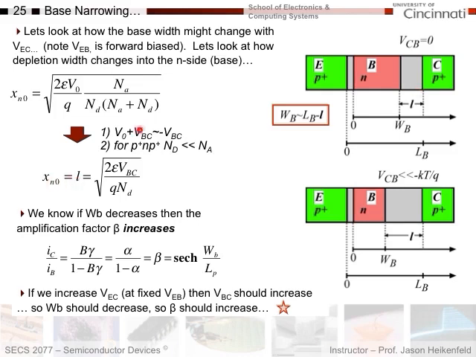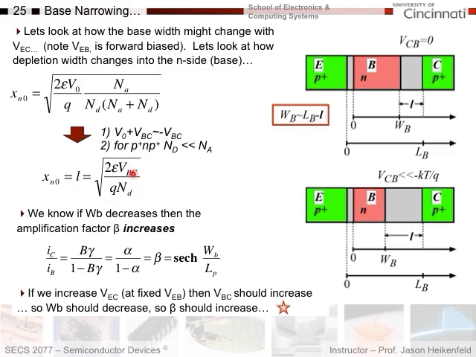Typically in my reverse bias, it's much greater than my contact potential, so I can just get rid of this and substitute in VBC for V naught, so I'll do that. It's also P plus N, where ND is much less than NA, so I can simplify this down to just 1 over ND. And so now I have a simple equation to give me L here as a function of voltage and doping.